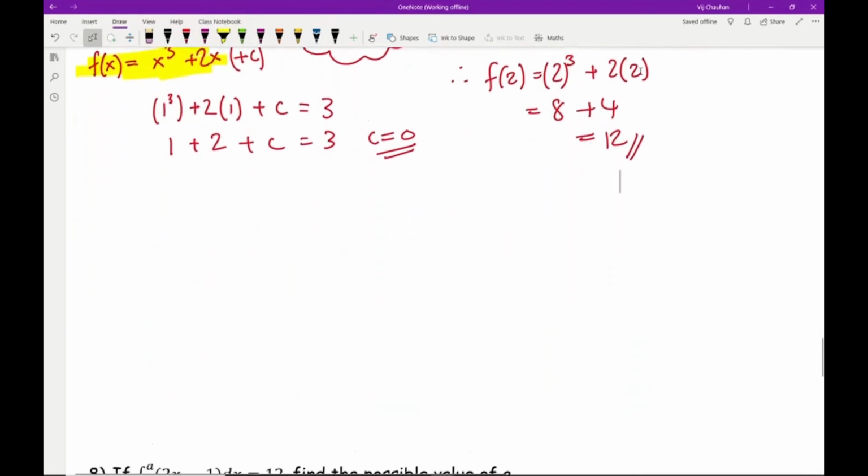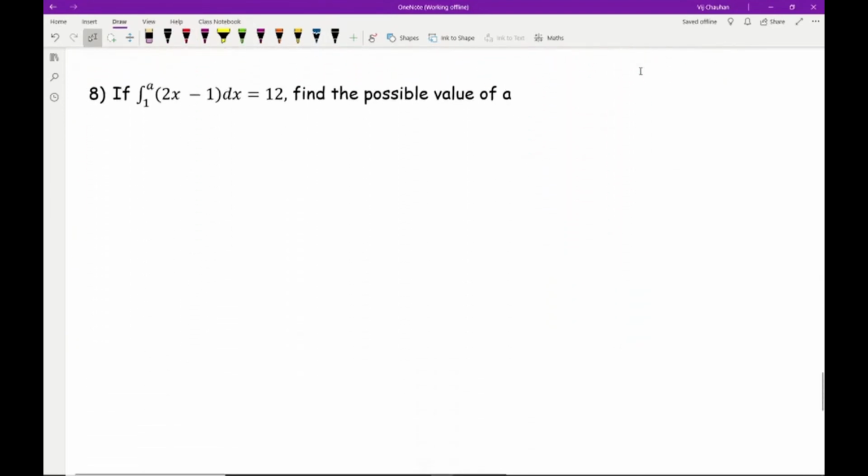So moving on to number 8, I've got another example left. Here we've got the integral from 1 to a of 2x minus 1 dx equals 12, find the possible values of a. I'm just going to change this question because I know that I've miswritten it. So I'm going to say find the positive value of a. Now, first thing we want to think is, although I've got a bracket, do I need to expand it? No, it isn't necessary, because it's already in the simplest form.